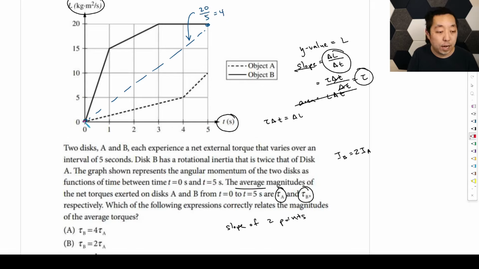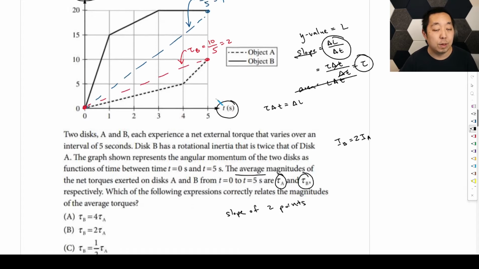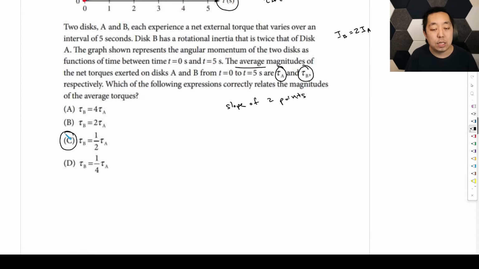And then for this one, you're going to go from here to get this average torque over the 5 seconds. That slope is going to be 10 divided by 5, which is 2. So the torque of A is twice as much as the torque of B. And so torque of B is 1/2 of the amount of torque of A. So it's going to be C here like that.